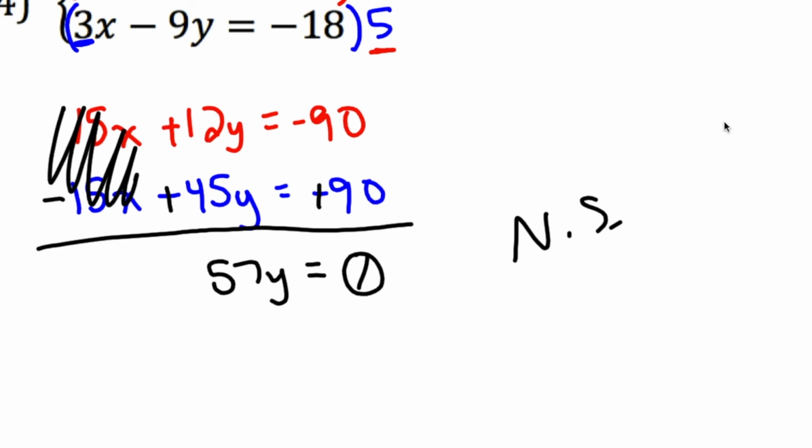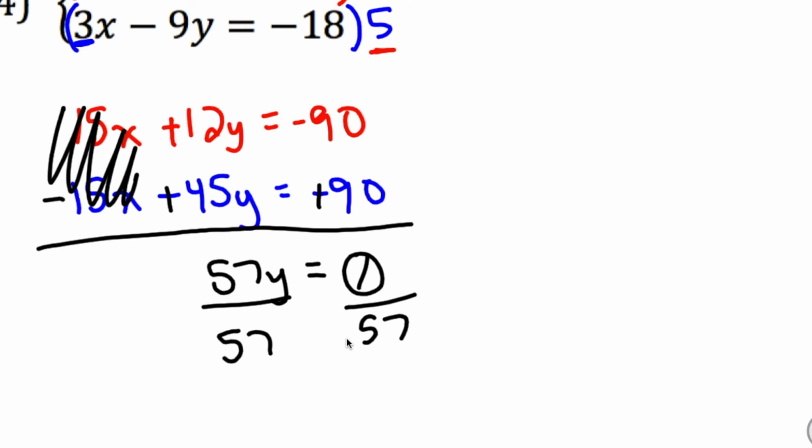You only have infinitely many solutions or no solution if all of the variables cancel. All of my variables did not cancel here. I still have a y. So I have to divide by 57, and I get that y is equal to 0.